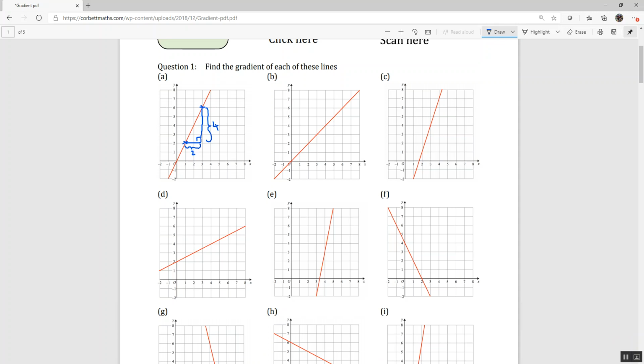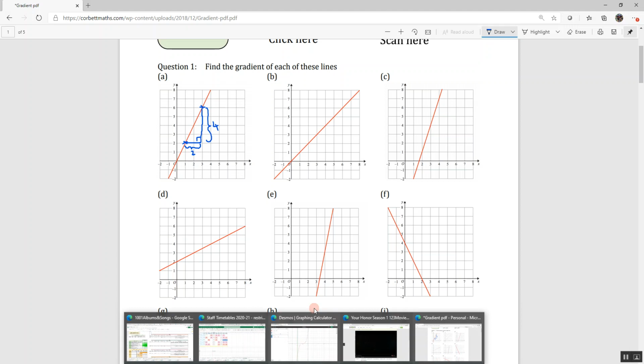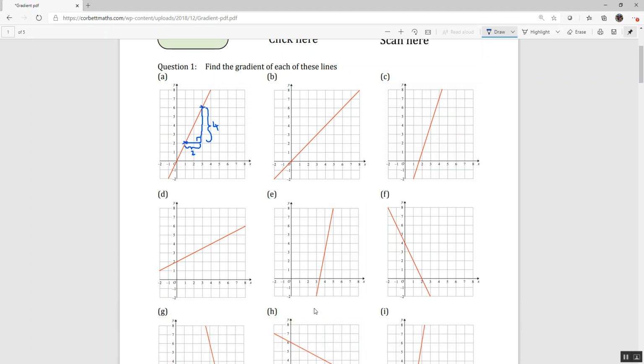You want to do the formula each time, put the numbers in, and you can also draw on these graphs as well, okay? So I'll let you get started. I'm going to post this on YouTube, and then I will come around and see how you're getting on.